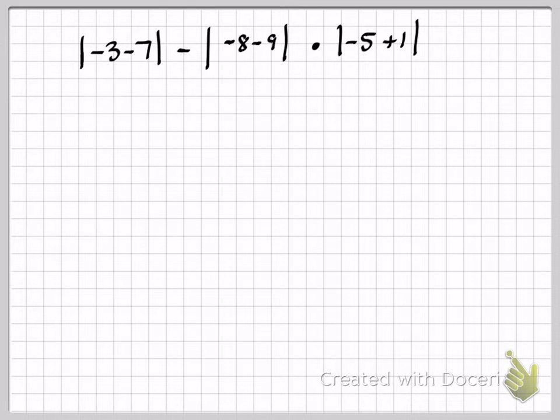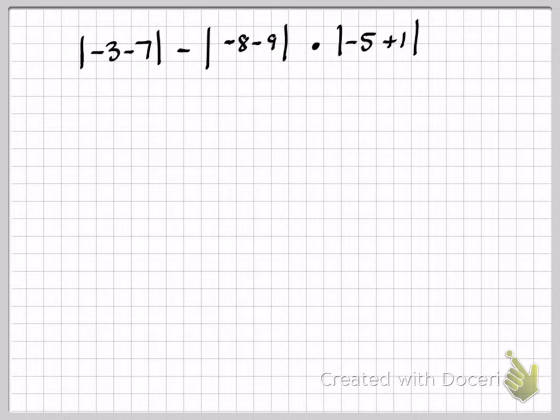Pause the recording. Before we get going, I want to remind you that when we have absolute value in an expression like this, you solve using order of operations, and we always do the activity inside of the absolute value before we take the absolute value. We don't take the absolute value till we get it down to one number.